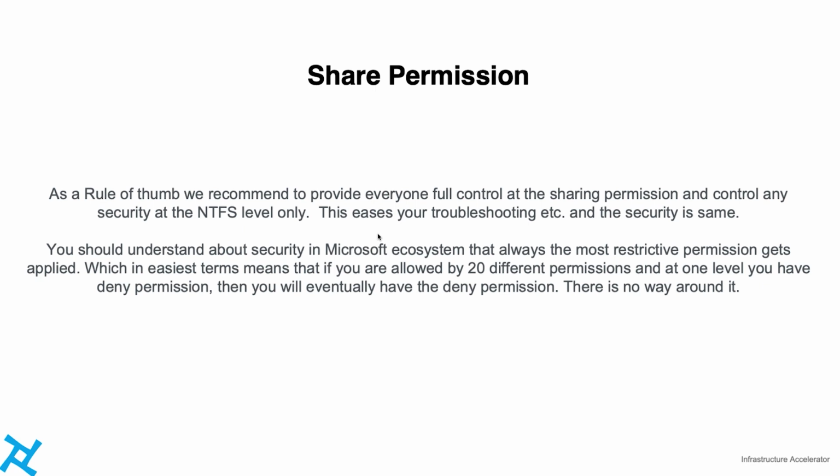You should understand about security in the Microsoft ecosystem that always the most restrictive permission gets applied, which in easiest terms means that if you are allowed by 20 different permissions and at one level you have a deny permission, then eventually you will have a deny permission and there is no way around it. So let's say that you are part of 20 different groups which gives you access to some data or some folder, and then there is one particular group which gives you a deny permission on a particular resource, a folder or a file, then the end result will be that you will not be able to access it.